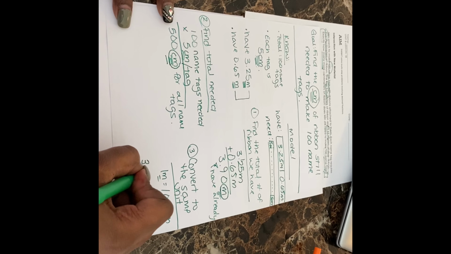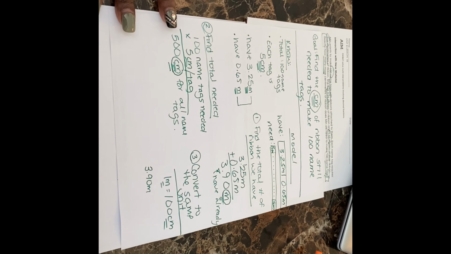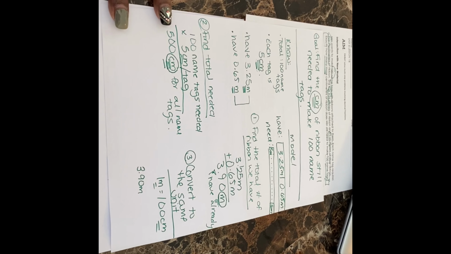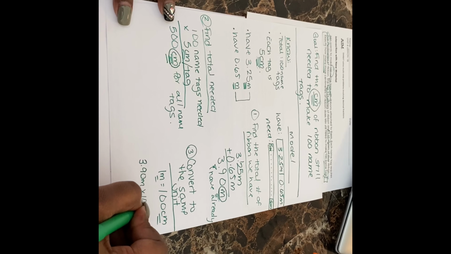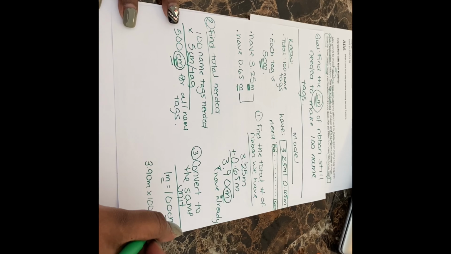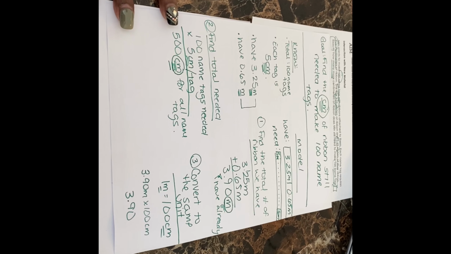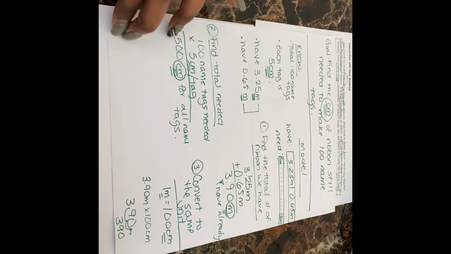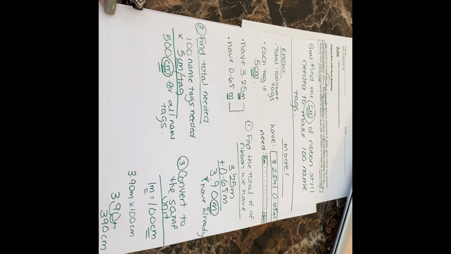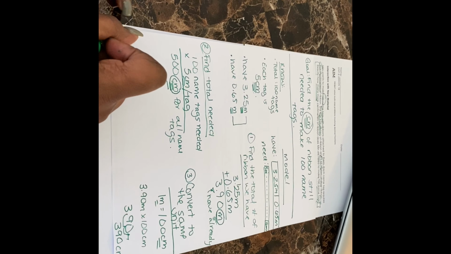If we start with 3.90 meters, we need to figure out how many centimeters that is. So we will have to multiply. So we are going to do 3.90 meters times 100 centimeters. That tells me that I need to move my decimal 2 times to the right, giving me 390 centimeters. So I know that I currently have 390 centimeters. That's going to be very important to solve our problem.